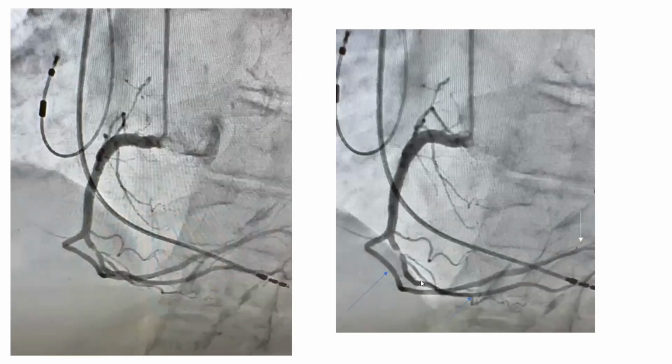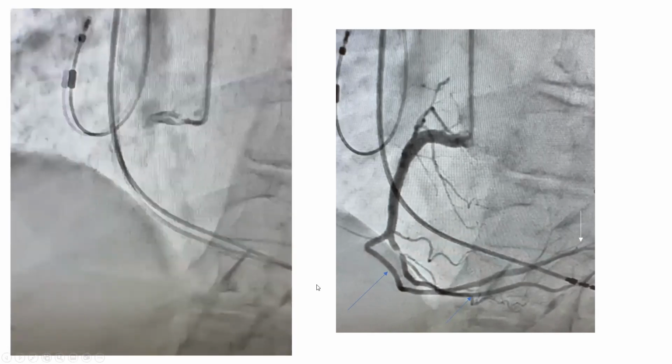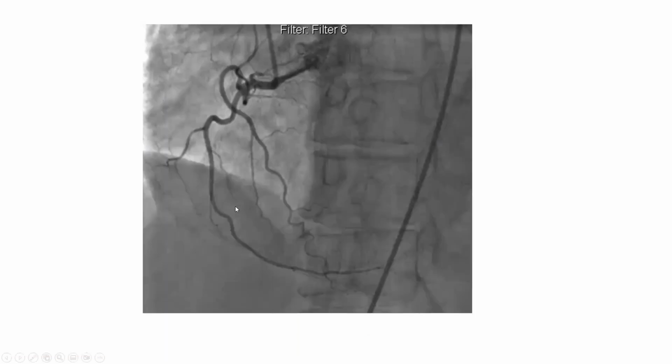It is smooth and straight with no sharp bend distally. That's how an acute marginal looks like. Straight, no sharp bend distally. This is an illustration from another patient. See this artery, smooth and straight with no sharp bend distally. Whenever you see this, this is an acute marginal. It's unlikely to be a true RCA.